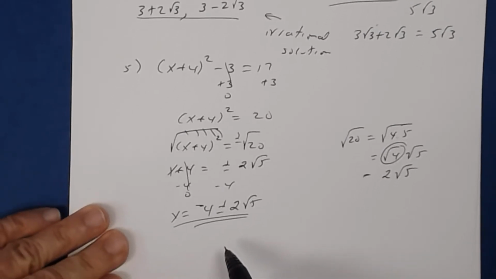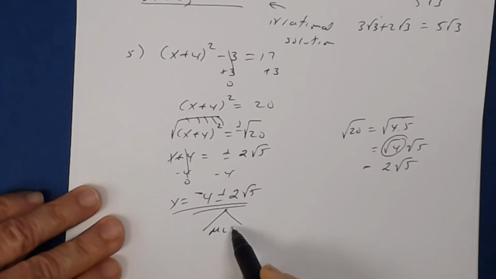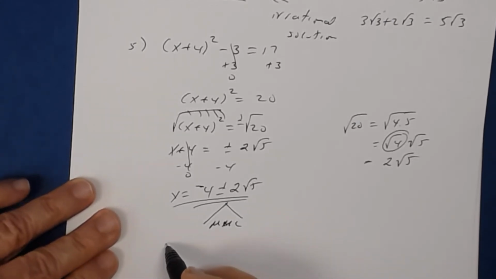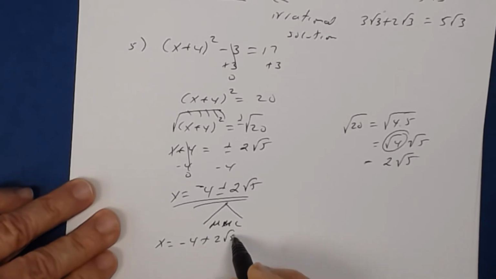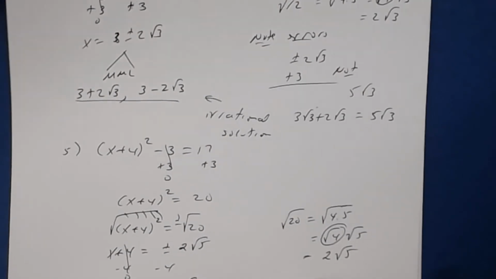And so combine like terms, I get x equal negative 4 plus or minus 2 square root of 5. Now on MyMathLab, remember there are 2 solutions here, but on MyMathLab, they're going to ask you to separate your solutions. So you're going to say x equal negative 4 plus 2 square root of 5, comma, and then negative 4 minus 2 square root of 5. Okay? All right, number 6.